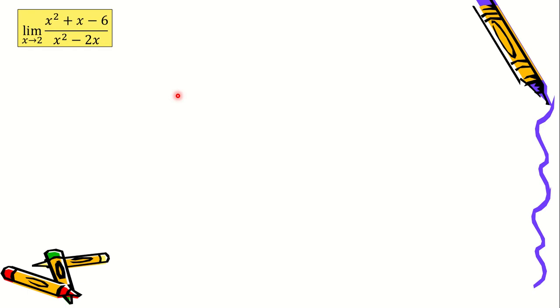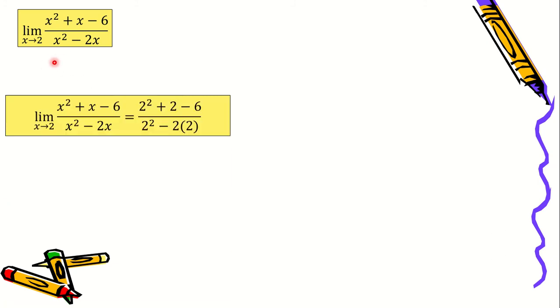Okay, so let's try another example. So what is the limit of x squared plus x minus 6 divided by x squared minus 2x as x approaches positive 2? So does L'Hospital's rule work for this particular example? So let's find out. So let's plug in 2.